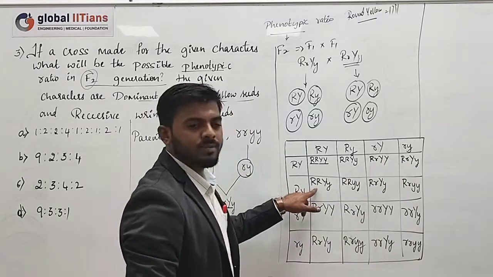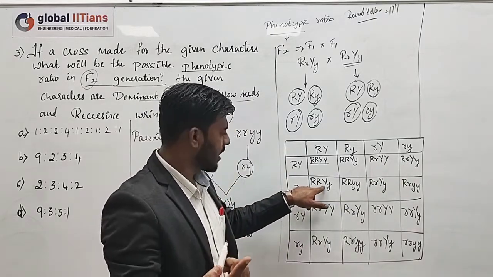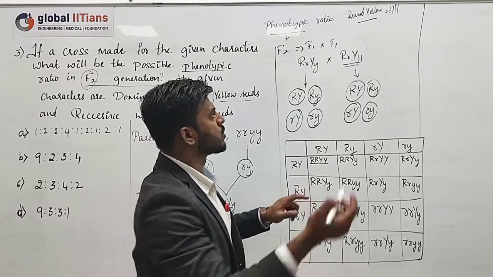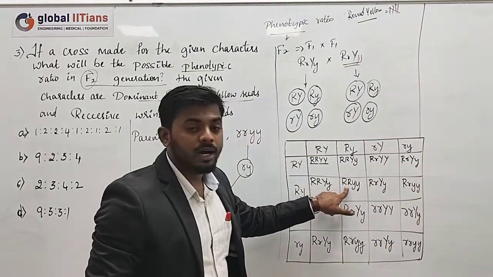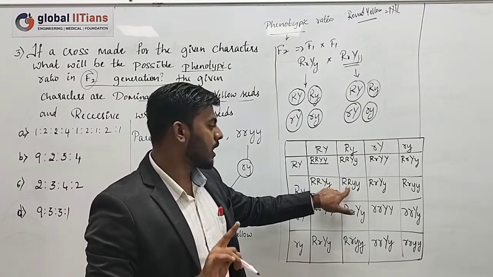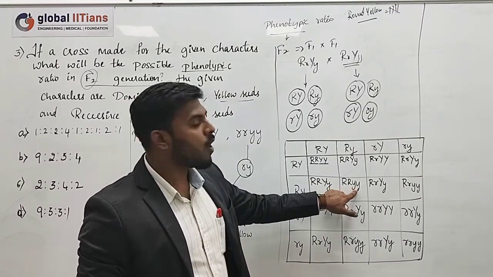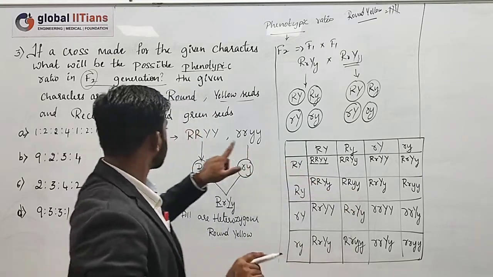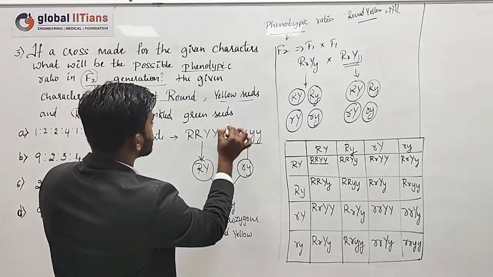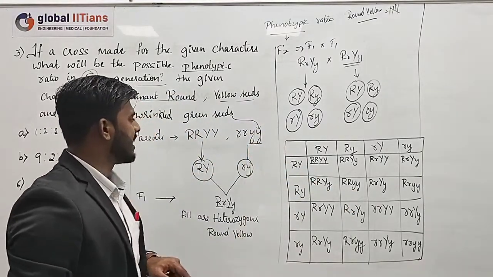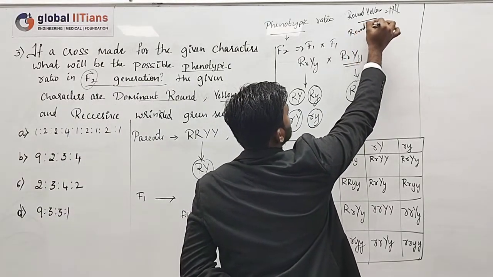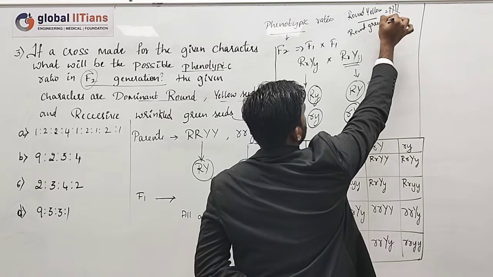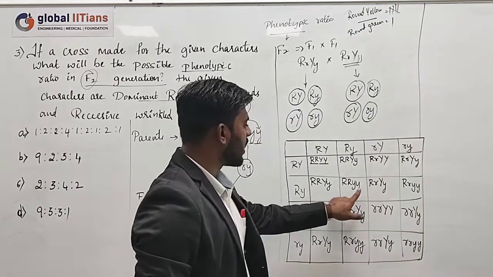Next here also capital R is there, so it's going to be round. Capital Y is also there, so it's going to be yellow. So round yellow. So here also round yellow. Here we have a capital R, round, but we have a small y. So what is a small y here? It's going to be the green seeds, right? So we'll take another one that is round green. Okay, round green. We got one. Round green, we got one.